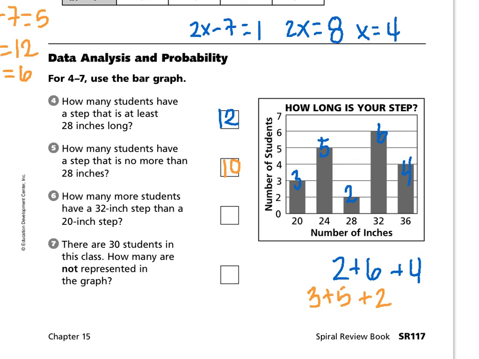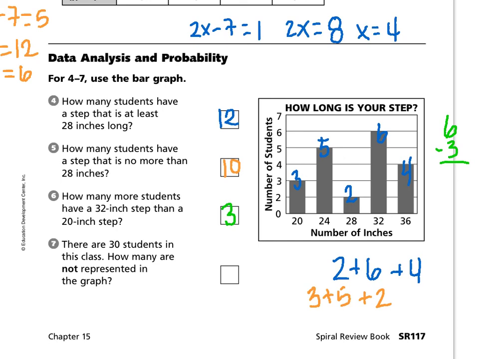How many more students have a 32-inch step than a 20-inch step? So I would take 6 minus 3, because there's 6 for 32 and only 3 for 20, and the difference would be 3.